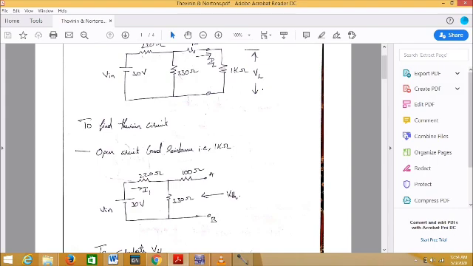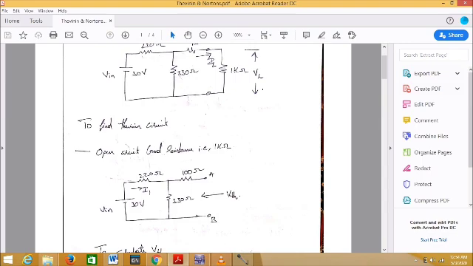Across the A and B terminals, where you have removed the load resistance, you need to calculate VTH. Since A and B are open circuited, you can observe that this particular 100 ohm resistance is floating without any connection. I can say it finds no closed path.